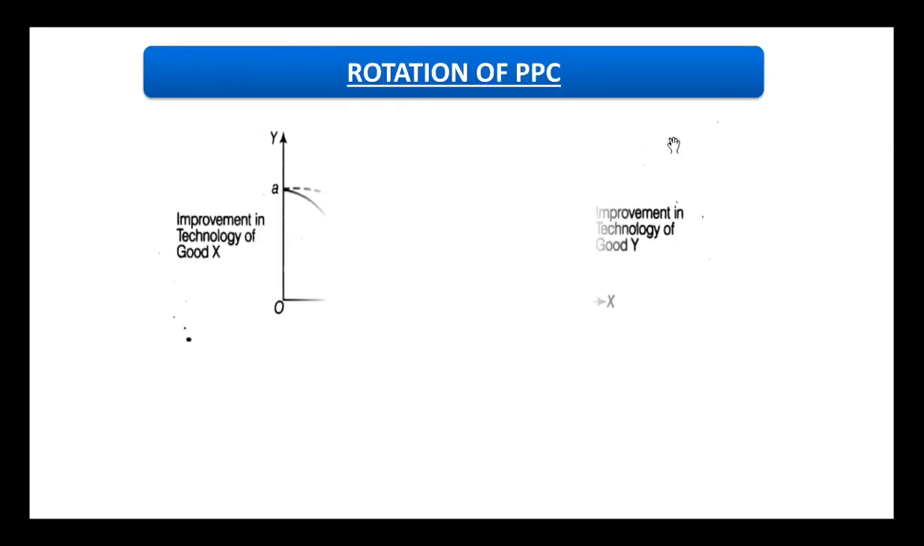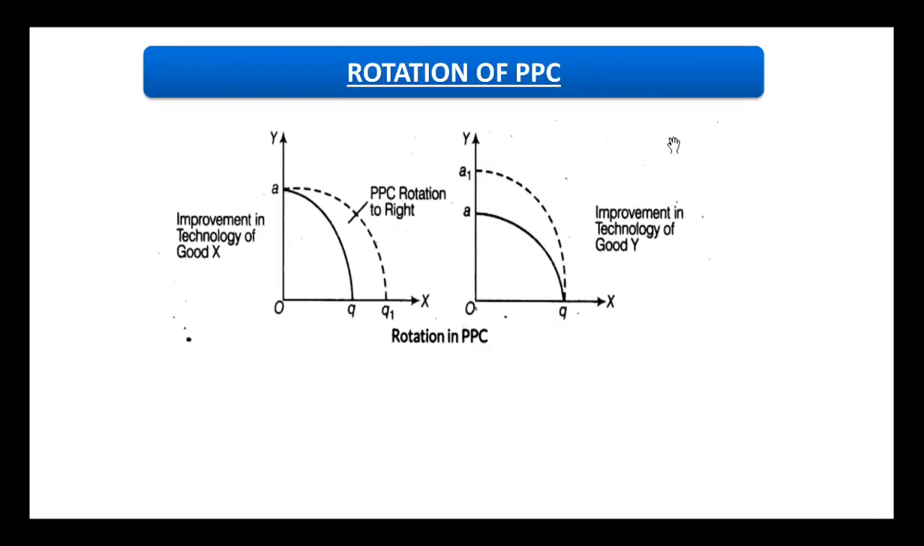Now the second part is the rotation of the PPC. Rotation means when only one particular good is either increasing or decreasing, because there is a possibility that the resources have not increased for both the commodities. So if there is an increase in the resources of, let's say, commodity X, earlier we were at OQ level of commodity.